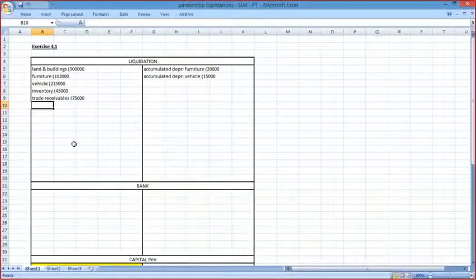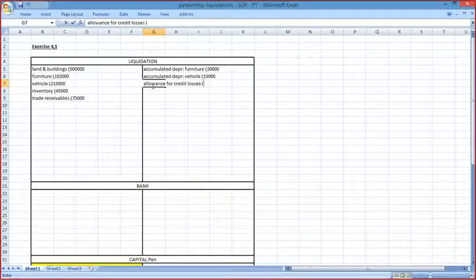What is it? Negative asset. Good. So it goes to the liquidation account, but it goes to the credit side. Nice. See, you know your rules so well. It's so easy to do this. Okay, what's the amount? 7,000. Nice. Keep going. Next one.